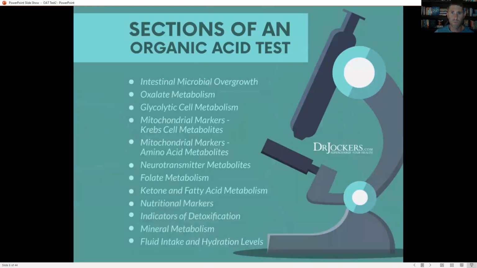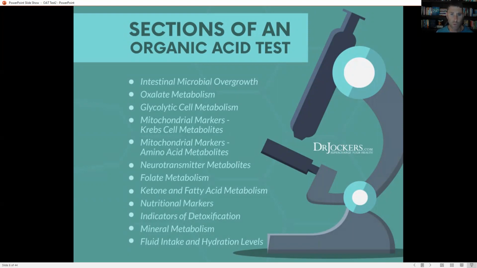So, the main sections of an organic acid test, and we're going to go through this pretty much in order. Intestinal microbial overgrowth, we're going to look at that first. Oxalate metabolism, glycolytic cell metabolism, which is basically the ability of the cells to break down sugar. Oxalates are little crystals that come from plant compounds, and they can also be produced in the body. So we're going to go through that.